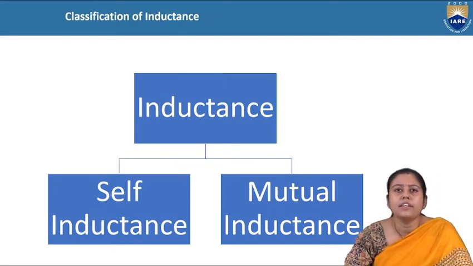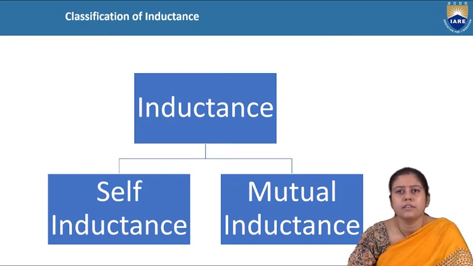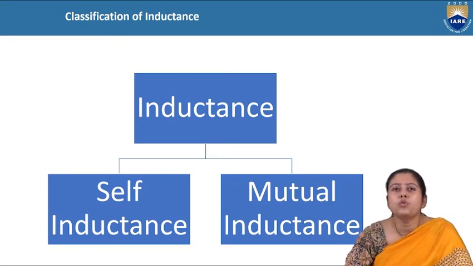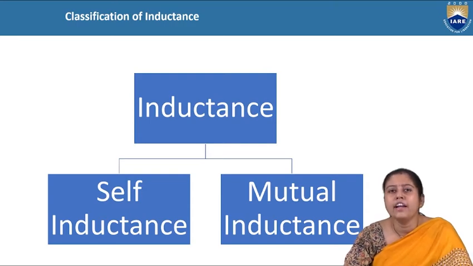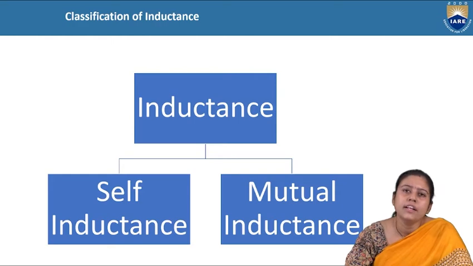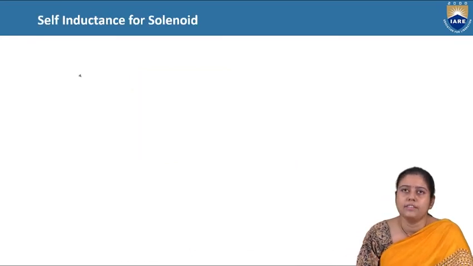And what are the types of inductance? Inductance is basically of two types: one is called self-inductance and the other is called mutual inductance. Self-inductance means the inductance of the coil itself. Due to the current flowing through the coil, inductance is generated, and this is called self-inductance. What is mutual inductance? If two coils are in proximity, and due to the current in one coil, the flux linkage of the second coil generates some induction, this is called mutual inductance.